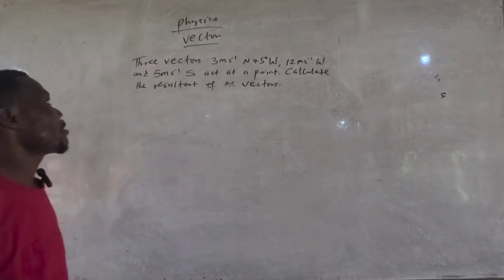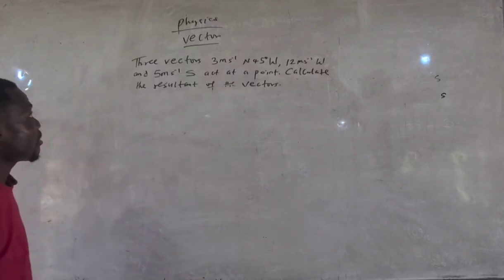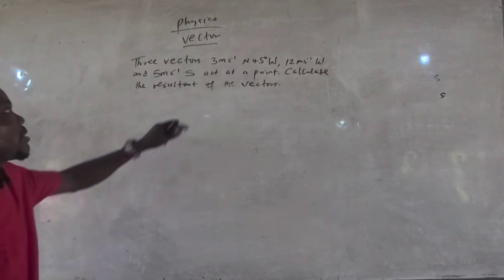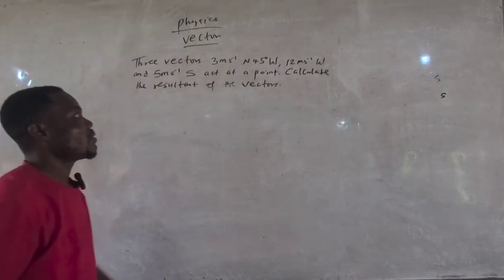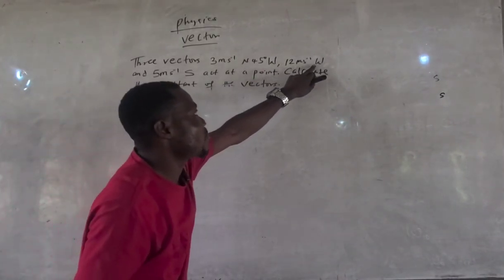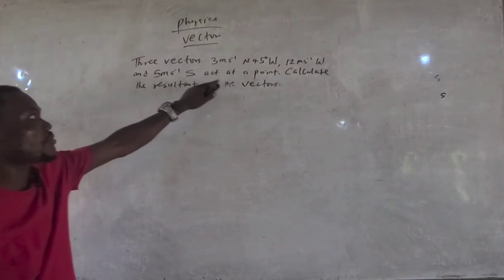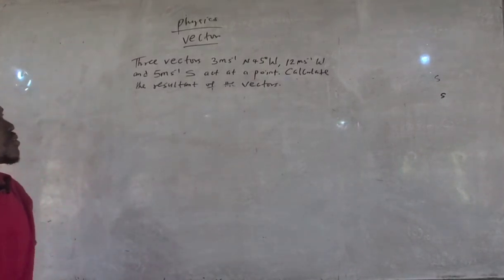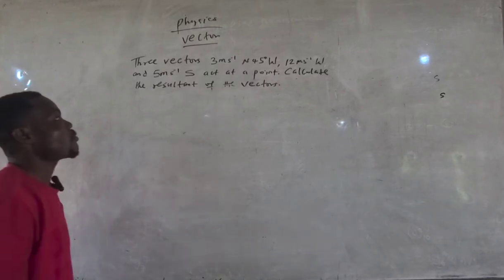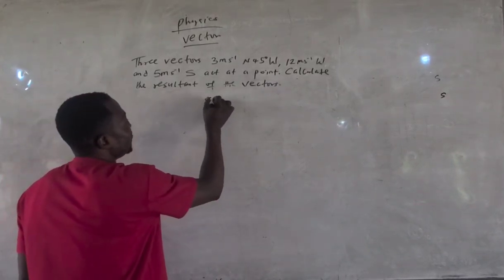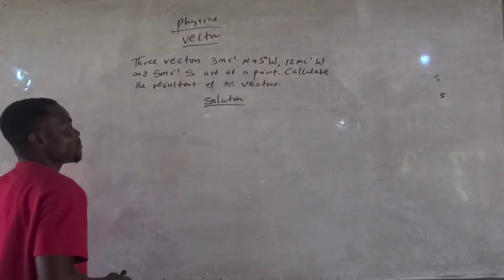So in today's video, we'll be looking at this simple problem from one of the past questions. We have three vectors. 3 meters per second, which is in the direction of north 45 degrees west. We have 12 meters per second in the west direction and 5 meters per second south, all of them acting at a point. So we have to calculate the resultant of what? The vectors. So before we do that, let's look at these three vectors and see how they actually act.